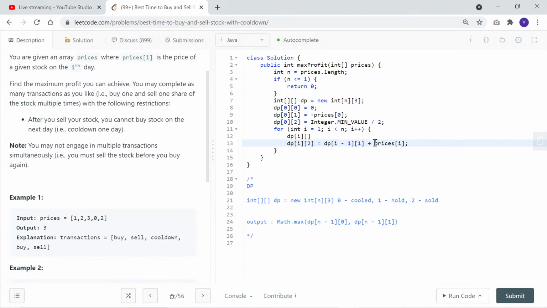So we are actually getting back the money of the stock at index i after we sold the stock.